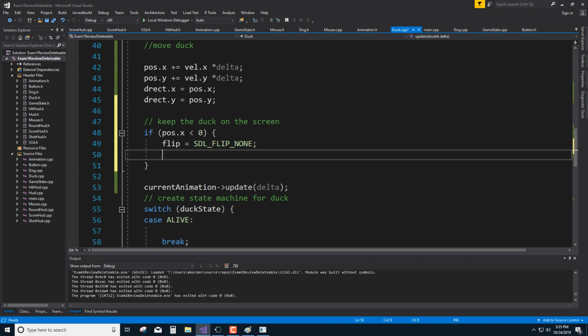So what was the question, Ali? How do we keep him on the screen? You gotta make sure, if he's going off the left side of the screen, which way is he going? He's going left. Okay, what does that mean? Velocity X is what? Negative. Yes. So let's change that. Equals what? Negative velocity x. I think we need to give this duck a speed.